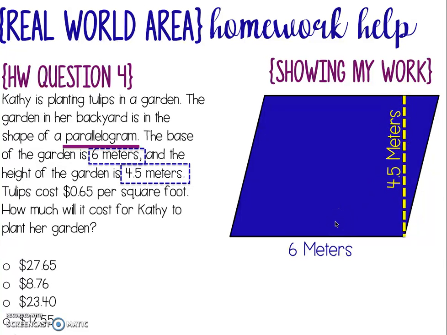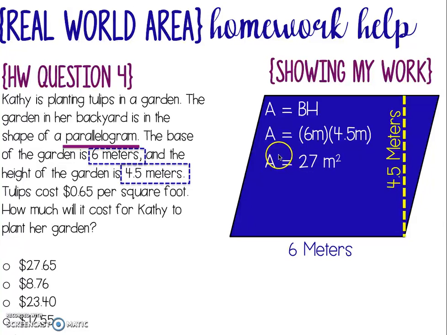Now, the first thing we have to do is calculate the area of this shape. The area formula for a parallelogram is area equals base times height. Now we're going to substitute in our base of 6 meters and our height of 4.5 meters, and we get that area equals 6 meters times 4.5 meters. So we find that the area of her garden is 27 meters squared. But that's not it.